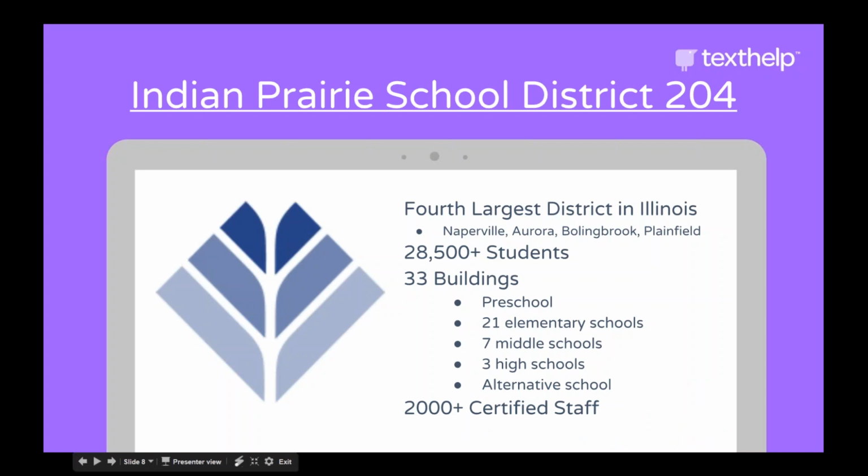Just a little background on Indian Prairie. Indian Prairie is the 4th largest district in Illinois. We have over 28,000 students, and those are across 33 buildings, and you can see the breakdown of 21 elementaries, 7 middle schools, and 3 high schools. We have over 2,000 certified staff and even more classified staff.